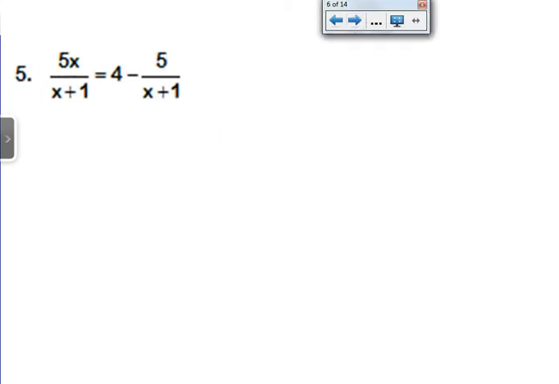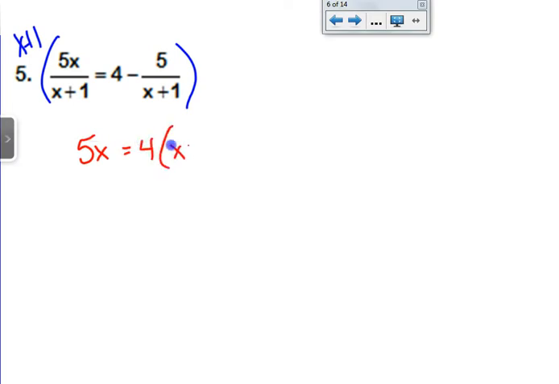Next part, oh, easy. X plus 1 is our least common multiple. The x plus 1s are going to cancel in the first fraction, leaving you with a 5x. The next number does not have anything to cancel with, so it's going to be 4 times the quantity x plus 1. And in the last fraction, the x plus 1s will cancel, leaving you with a -5. Let's go ahead and solve this. It doesn't look too bad.